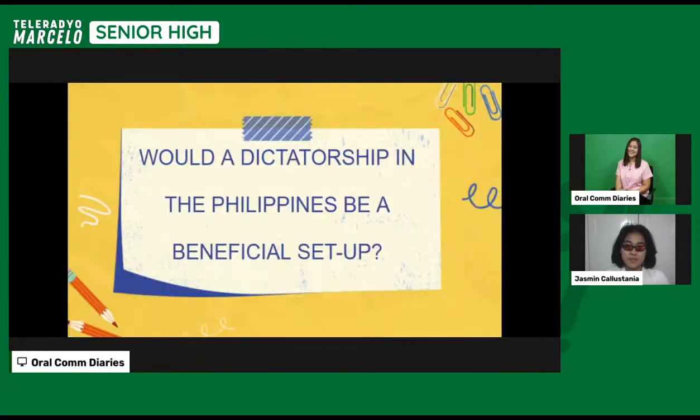Would a dictatorship in the Philippines be a beneficial setup?